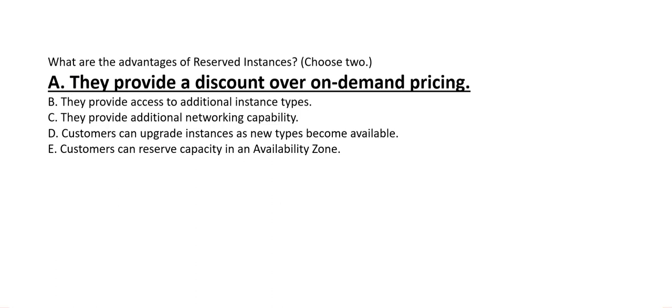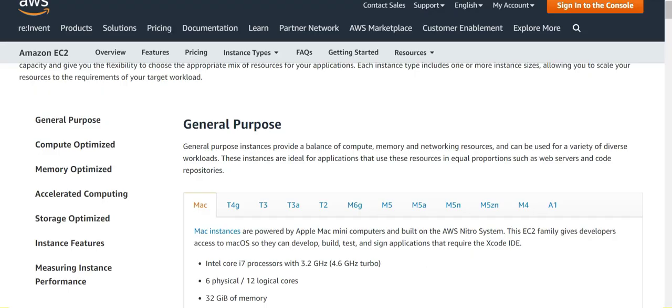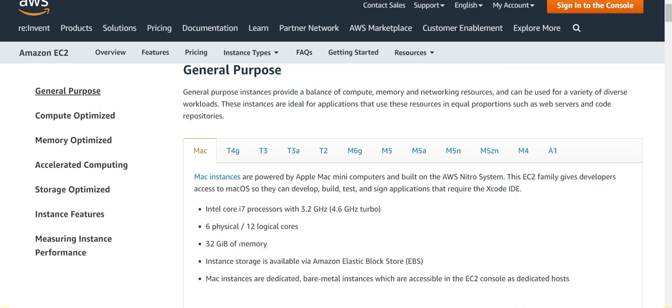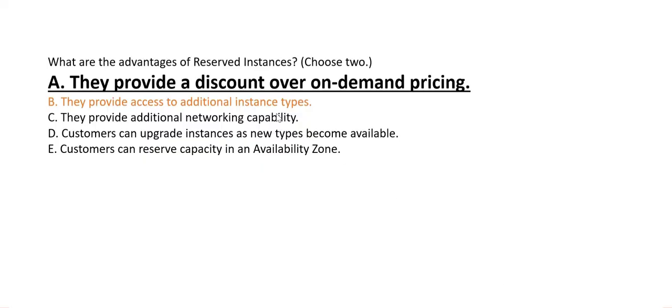Let's look at other options. They provide access to additional instance types. No. Whatever instance types EC2 has, these are the instance types. So whether you use an on-demand instance, spot instance, or reserved instance, you will still get the same instance types. Hence, B is wrong. C states they provide additional networking capabilities. No, it's the same instance, same networks available. So this is wrong.